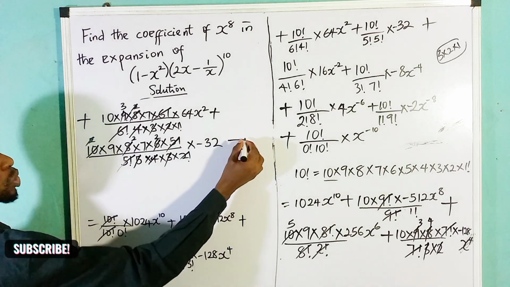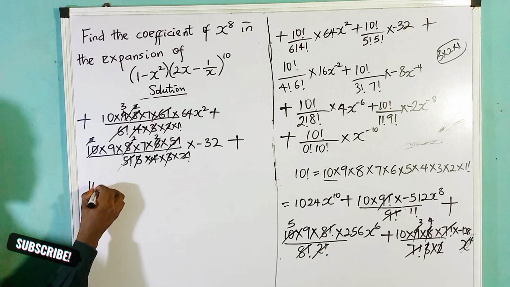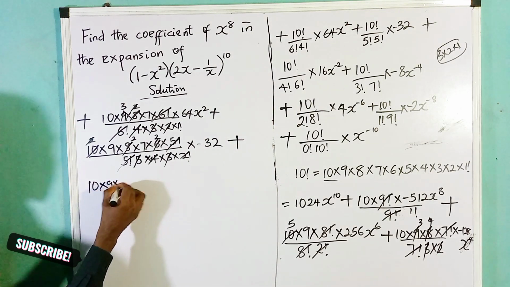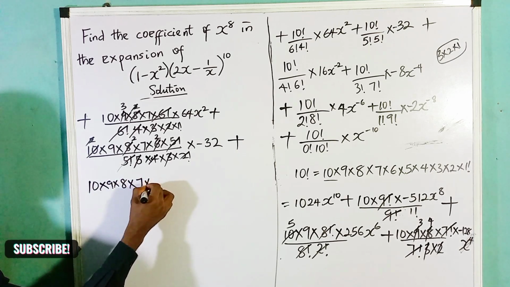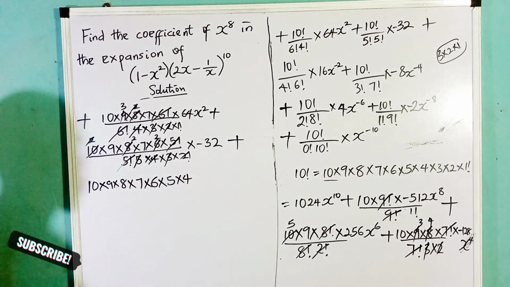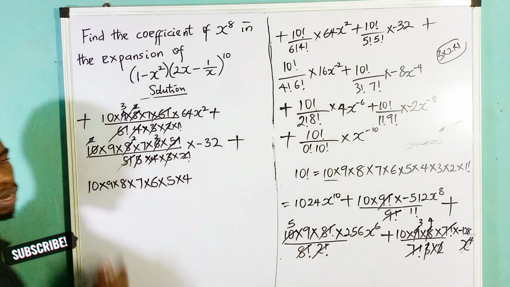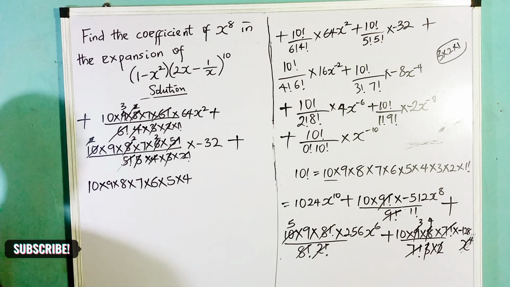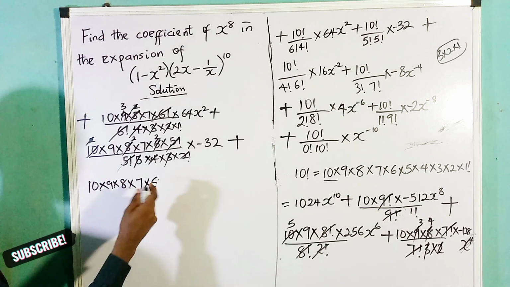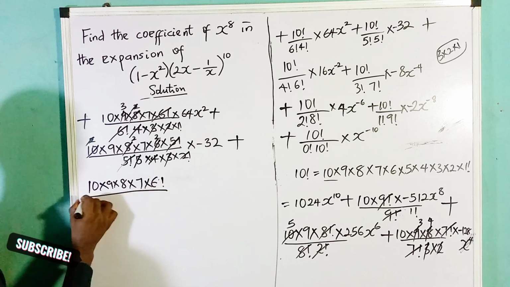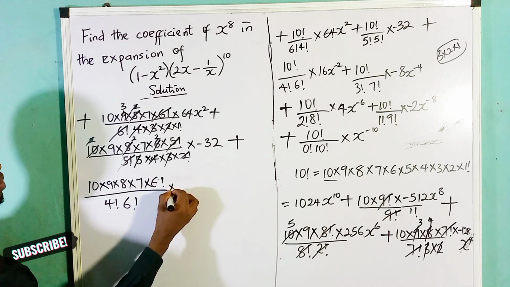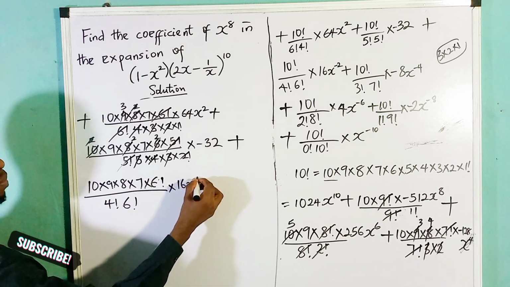So that's plus 10 factorial. I'm here now. 10 times 9 times 8 times 7 times 6 times 5 times 4. Now we have 6 factorial as our highest denominator, so I'm going to stop at 6 factorial. Times 6 factorial over 4 factorial, 6 factorial, times 16x raised to the power minus 2.